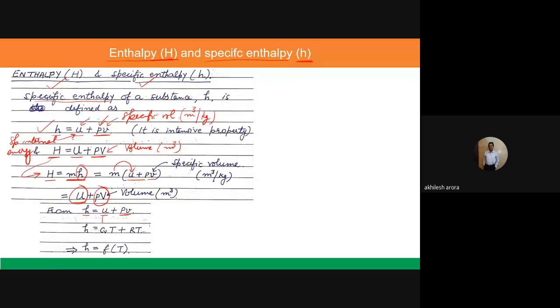Now U is given by CV into T, and PV is equal to RT. Okay, so that means if you will see here, see once again.